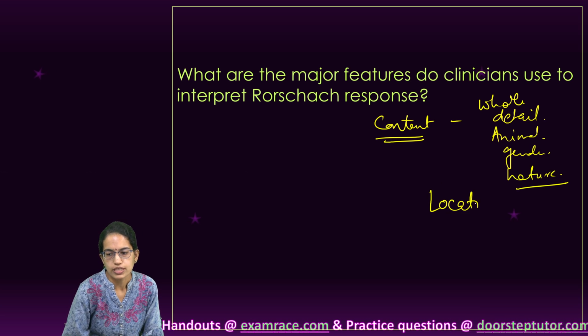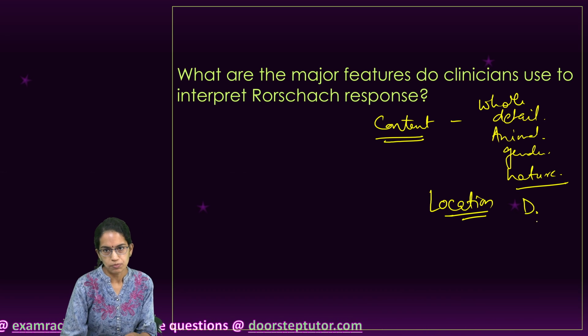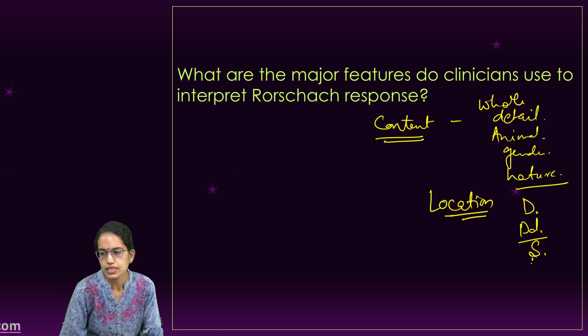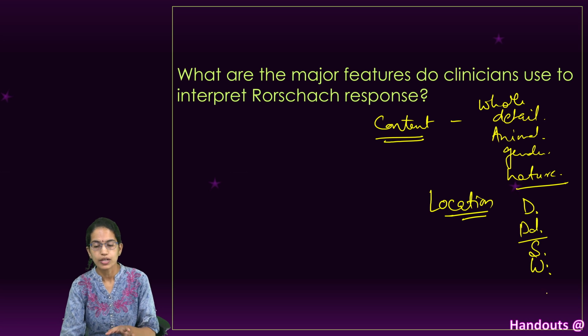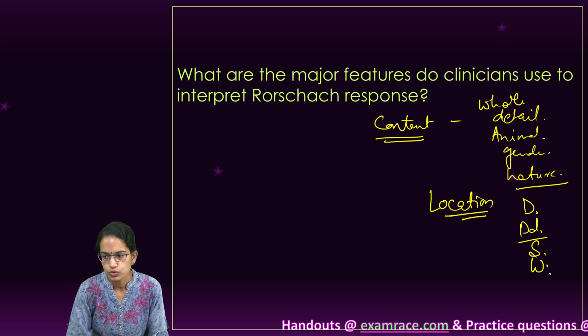Then is location. Location talks about various parts of the blot. So D is the commonly described part of the blot, DD is the uncommonly described part. Then we have S, which is the white space, and W, which is the whole ink blot. So the interpretation for those locations is done.